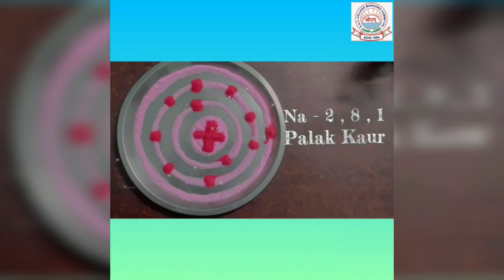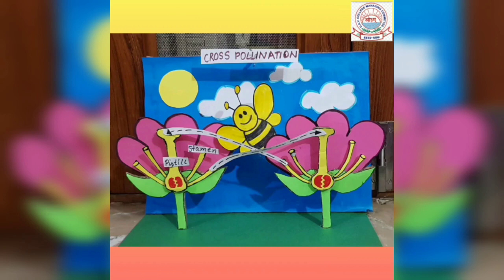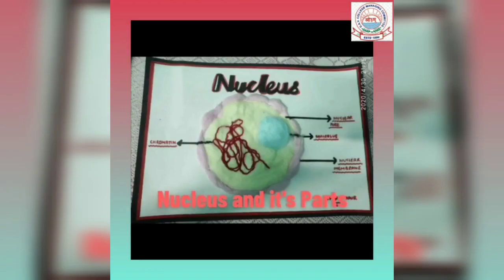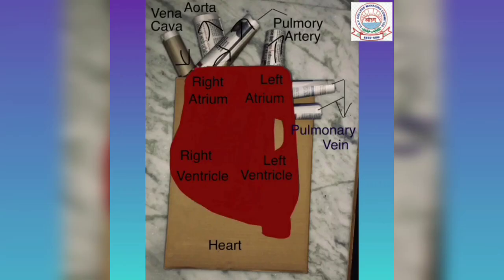Isn't it different? Learning concepts in science becomes easy with activities like making ray diagrams using matchsticks or a periodic table using sticky notes. Study of life and nature around us in biology became more interesting with the following ways of showing cross-pollination, parts of a flower or the cell organelles. Even the various systems of our body like the excretory system, circulatory system, respiratory system can be depicted using clay or rice grains or even waste material.